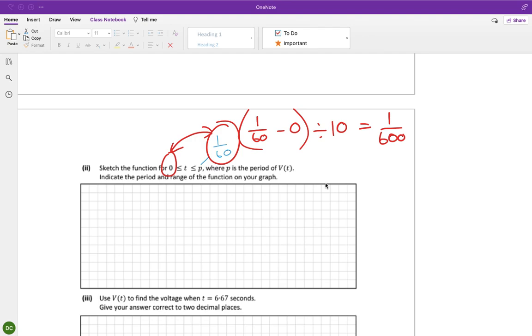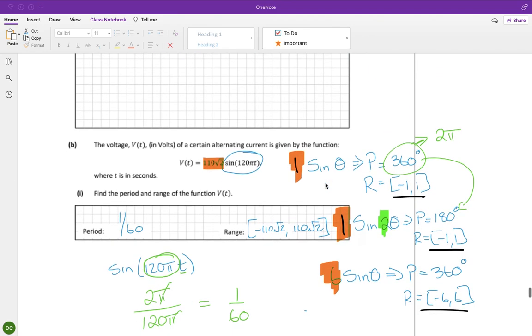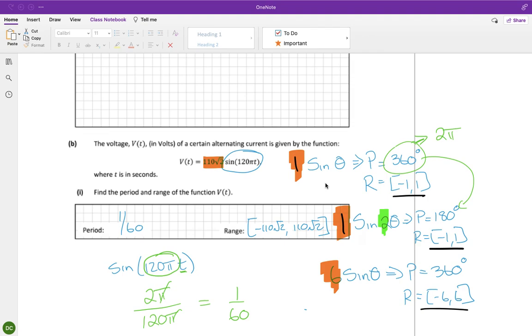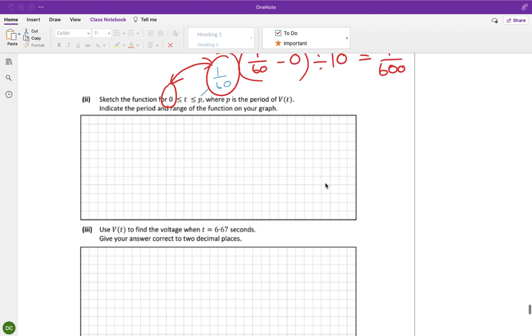Right, I'm going to try again. 110 root 2 out. Sine 120 pi x, close that. G of x I put nothing in. I want to start on 0. I want to end at 1 over 60. And I want to go up in steps of 1 over 600. Oh, okay. Well, I have numbers now, so that's good.